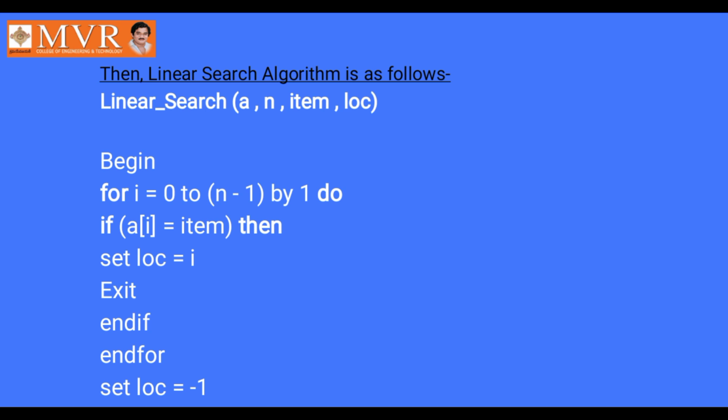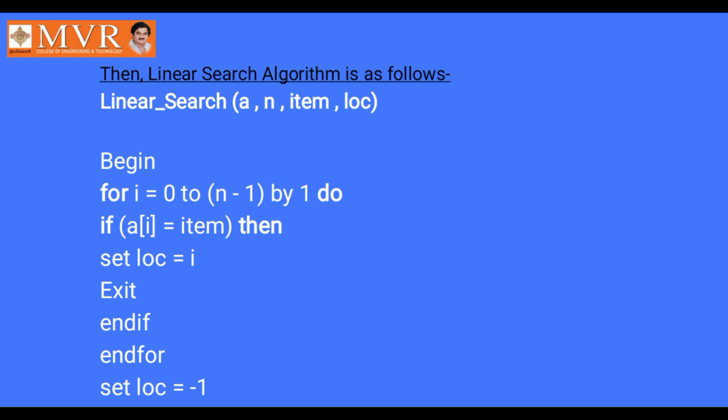And location is nothing but if I find the element at a particular location, that is if I find it at A of 0, then I will return A of 0. If I find it at A of 1, then I will return A of 1, like that. Otherwise I will return -1.